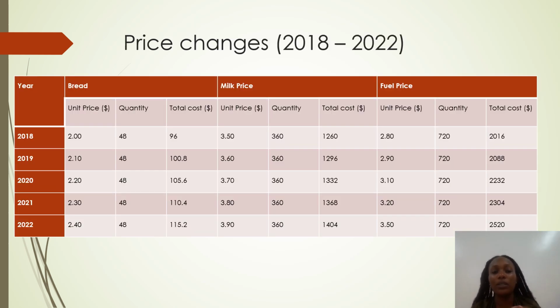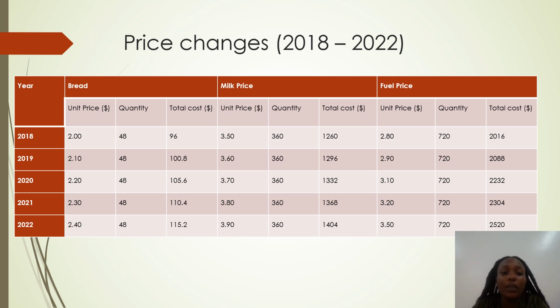Let us proceed with this table. This is a table of a basket of some goods which are mostly bought here in Rwanda: bread, milk, and fuel. So we see the different prices of these goods in different years, over 5 years. Let's start with bread. We see that the price per unit of bread in 2018 was $2, and when we look at 2019, there is an increase of $0.10.